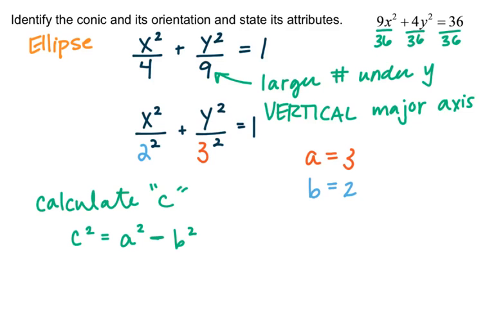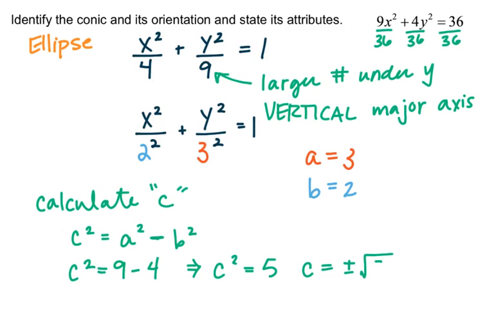So this means that C squared is 9 minus 4, or C squared equals 5. That means C is plus or minus the square root of 5. And since we'll be adding and subtracting that C value to get our two foci, that makes sense. So C is plus or minus root 5.